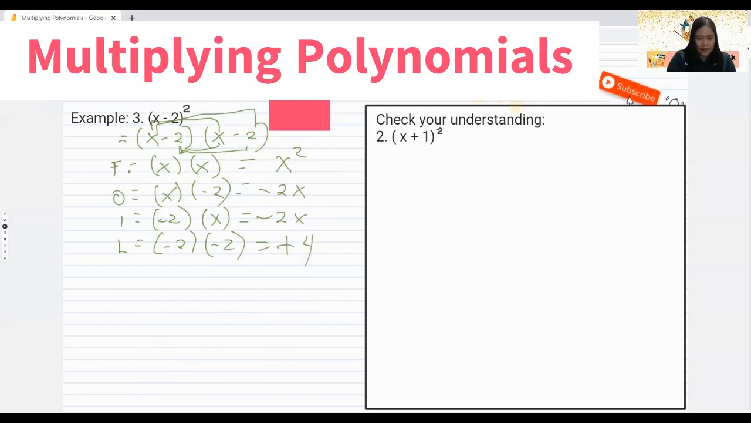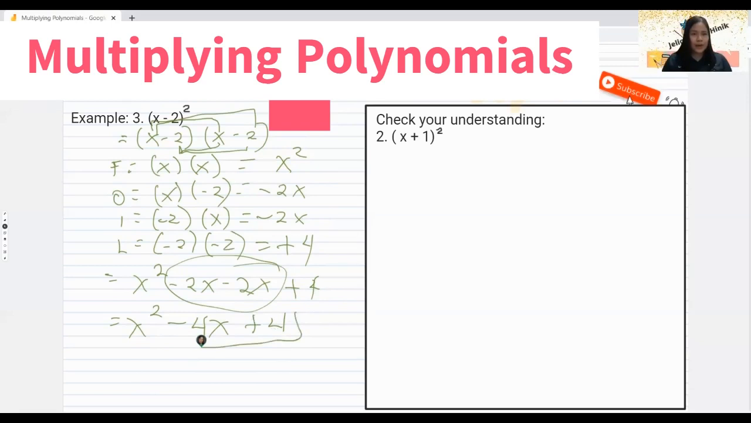Okay? Then we will write them horizontally. We have x squared, negative 2x, minus 2x, plus 4. We can now combine these two since they are like terms. We have x squared, negative 2x and negative 2x will have negative 4x, plus 4. So since we cannot combine x squared, negative 4x, and 4, that will be the final answer. So for the last one, you may now practice what you have learned by checking your understanding about the square of a binomial.